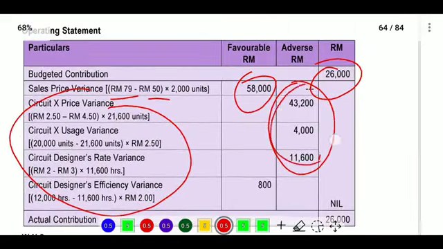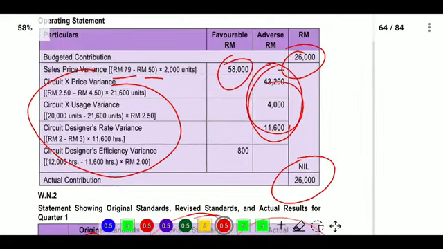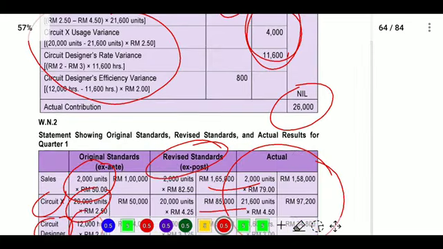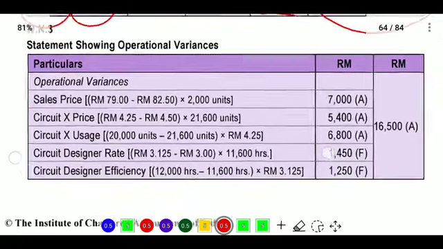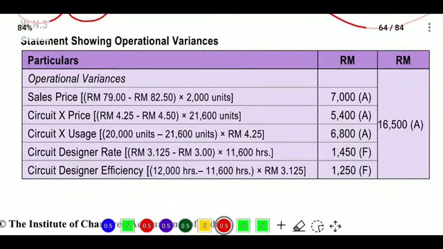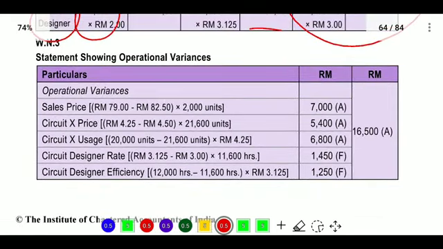We will substitute here. On substitution we will get the contribution of 26,000. So 26,000 will be the contribution. Now the actual contribution will be 26,000. Now here we will see operational variances, the operating statement showing operational variances. What are the operational variances?